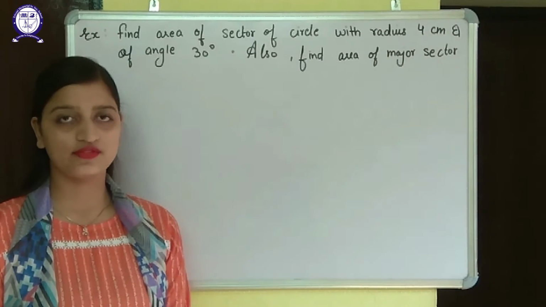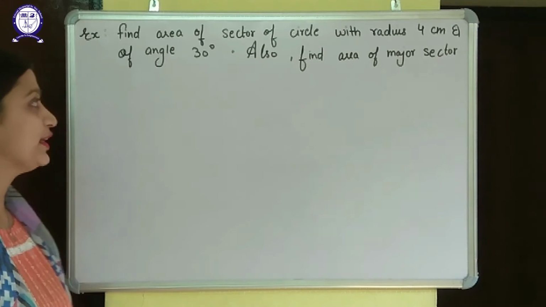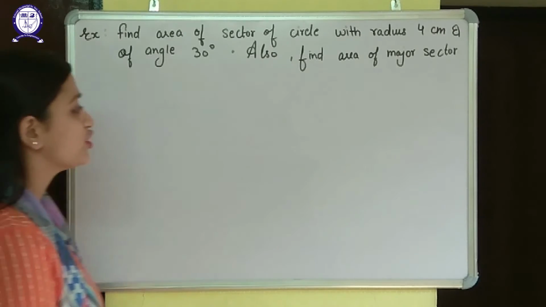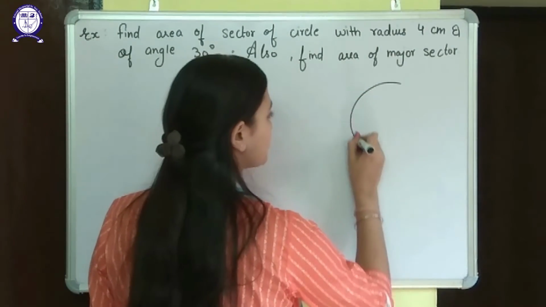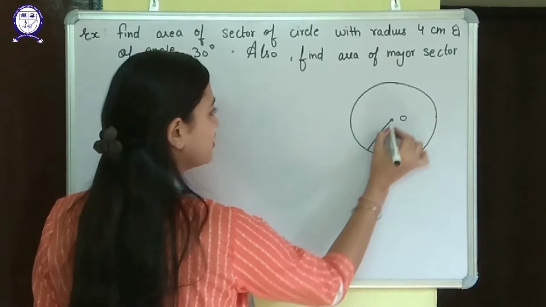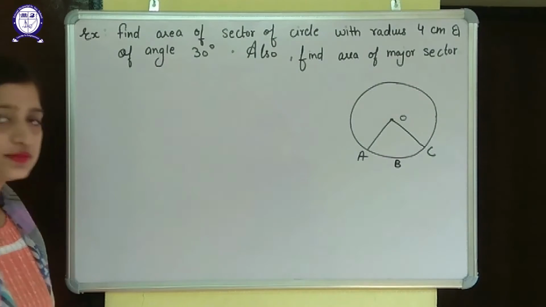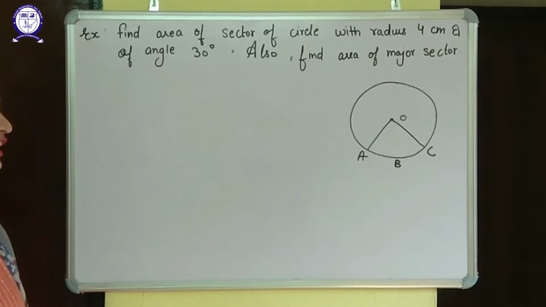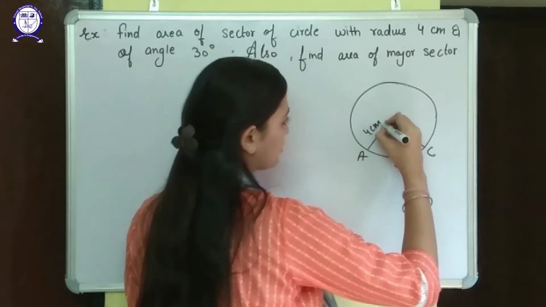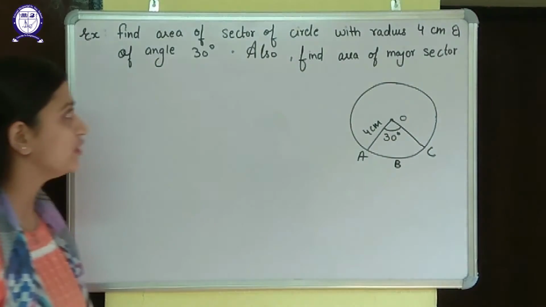Now let's take a look at the first example. Find the area of the sector of circle with radius 4 cm and the angle 30 degree. Also find the area of major sector. Okay, first of all we will draw the figure. There is a circle with the center O and a sector A, C. Okay, this is my sector and I need to find the area of sector which has the radius 4 cm. This is my 4 cm and the angle is 30 degree. So I need to find the area of the sector.